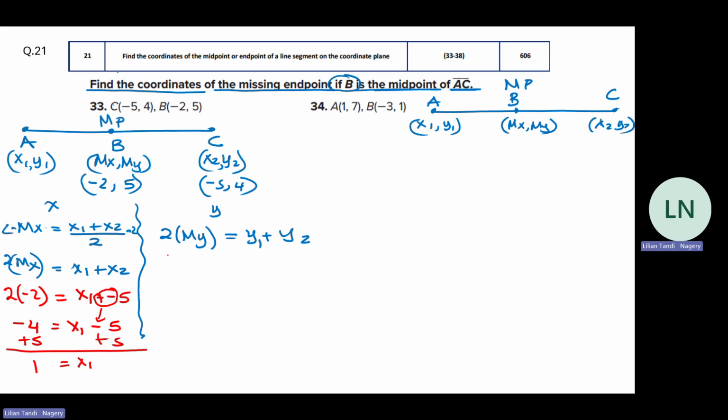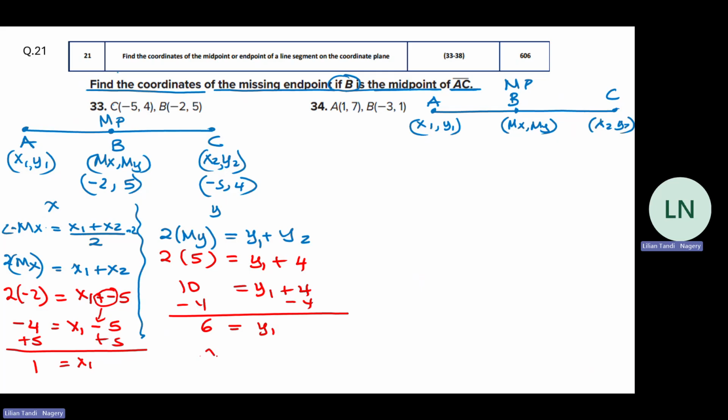Then I will do this. 2. Do I know my? Yes, my is 5. This will give me 10. Do I know y1? No, I don't know y1. Do I know y2? Yes, it is 4. So now I have 10 equals y1 plus 4. I subtract 4 on both sides. I get 6 equals y1.